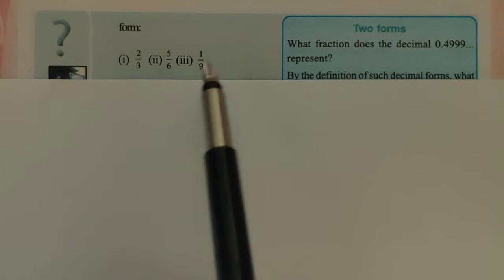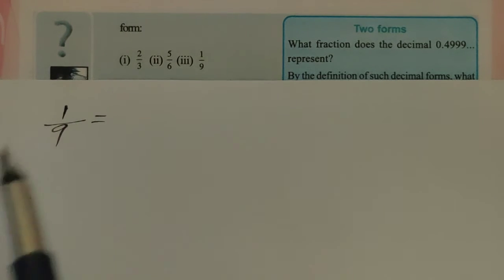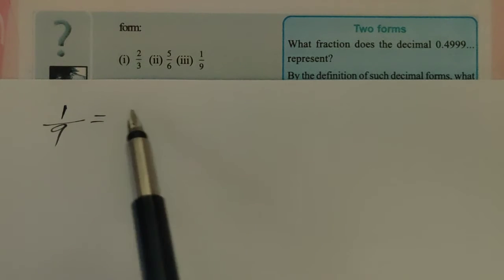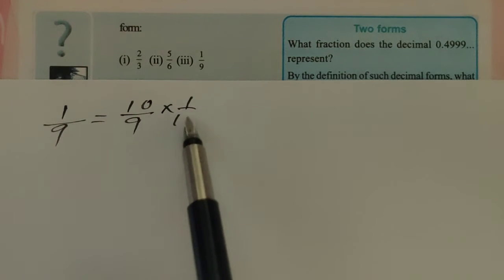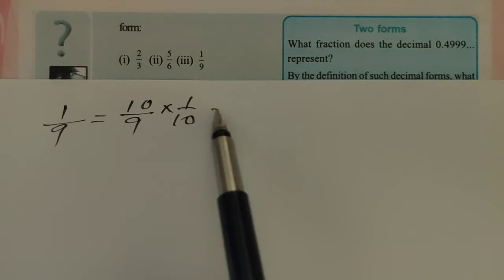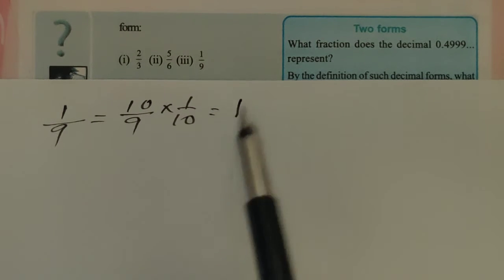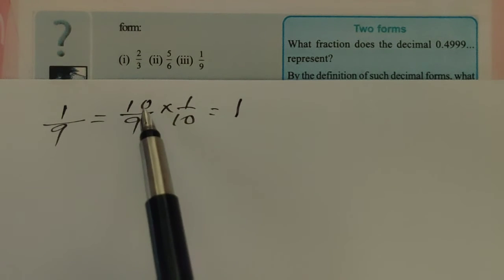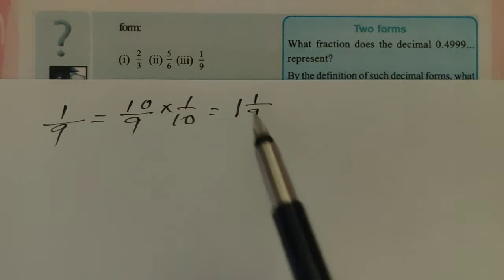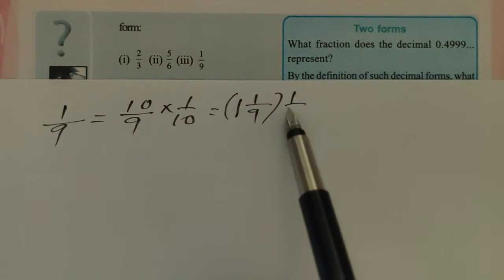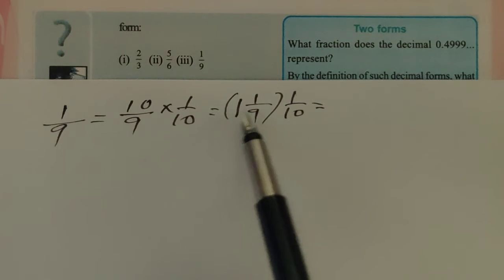Now, you can do 5 by 6 and also 1 by 9. First of all, you want to do 1 by 9. When looking at 1 by 9, we want to make the denominator a power of 10. Therefore, 10 by 9 into 1 by 10. What is 10 by 9? 1 nine is 9 and the remainder is 1. So 1 full 9 and remainder 1, that is 1 and 1 by 9, into 1 by 10.